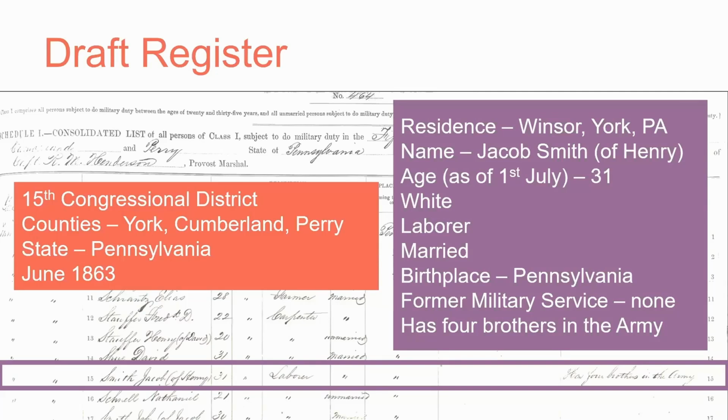The ages were listed as of the 1st of July. So as of the 1st of July, 1863, Jacob was 31 years old. He was a white laborer and married. He was born in Pennsylvania, and he had no former military service. The one thing I love about this record is under the remarks, it lists that Jacob had 4 brothers that were also serving in the army. So what a great clue that Jacob, who was born in 1832 in Pennsylvania, had a father named Henry, and he had at least 4 brothers, of whom also served in the military.